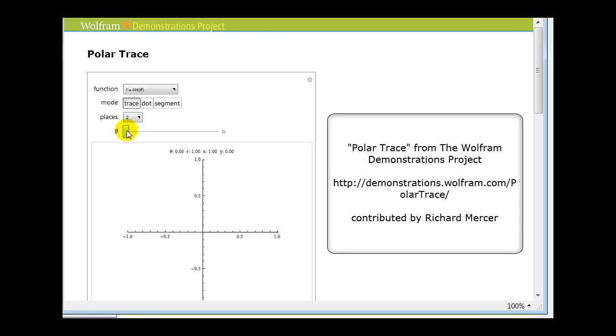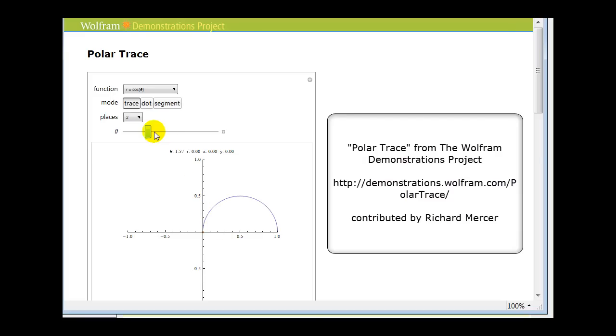So as theta increases from 0 to pi over 2, what we're seeing here is r, the distance from the pole, and also theta, the angle formed between the ray pointing to that point and the polar axis. As theta increases from 0 to pi over 2, we could see the value of r started at 1 and then decreased to 0.